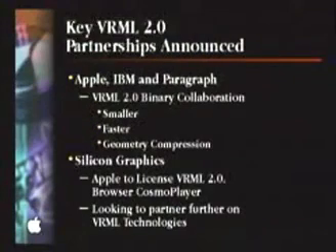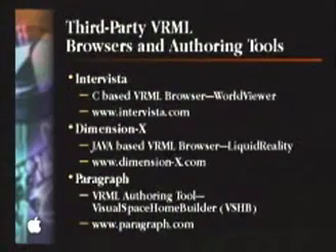There is a wide variety of partners that we're working with. Apple, IBM, and Paragraph are working on the VRML 2.0 binary collaboration, looking at making the files much smaller, faster delivery, and offering geometry compression. We're also working with Silicon Graphics to license their VRML 2.0 compliant browser called Cosmo Player. And we're also looking to partner with other third-party vendors. So if you are a VRML vendor, we'd love to talk with you.